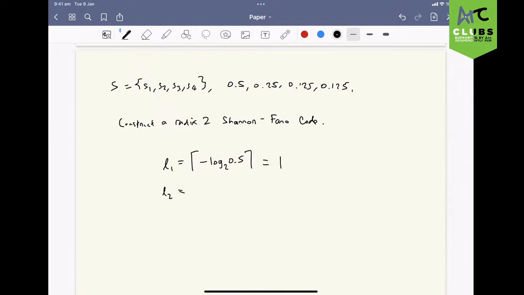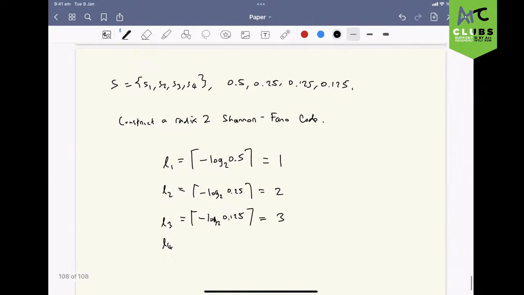For the second one, the length, we just do a similar calculation. Minus log 2, 0.25. That's going to be 2. And L3 and L4 have the same probability, so they're going to have the same lengths. So minus log 2, 0.125. And surprise, that's also a very nice number. That's going to be 3, even without the ceiling function. And similarly, L4 is going to be 3 as well.